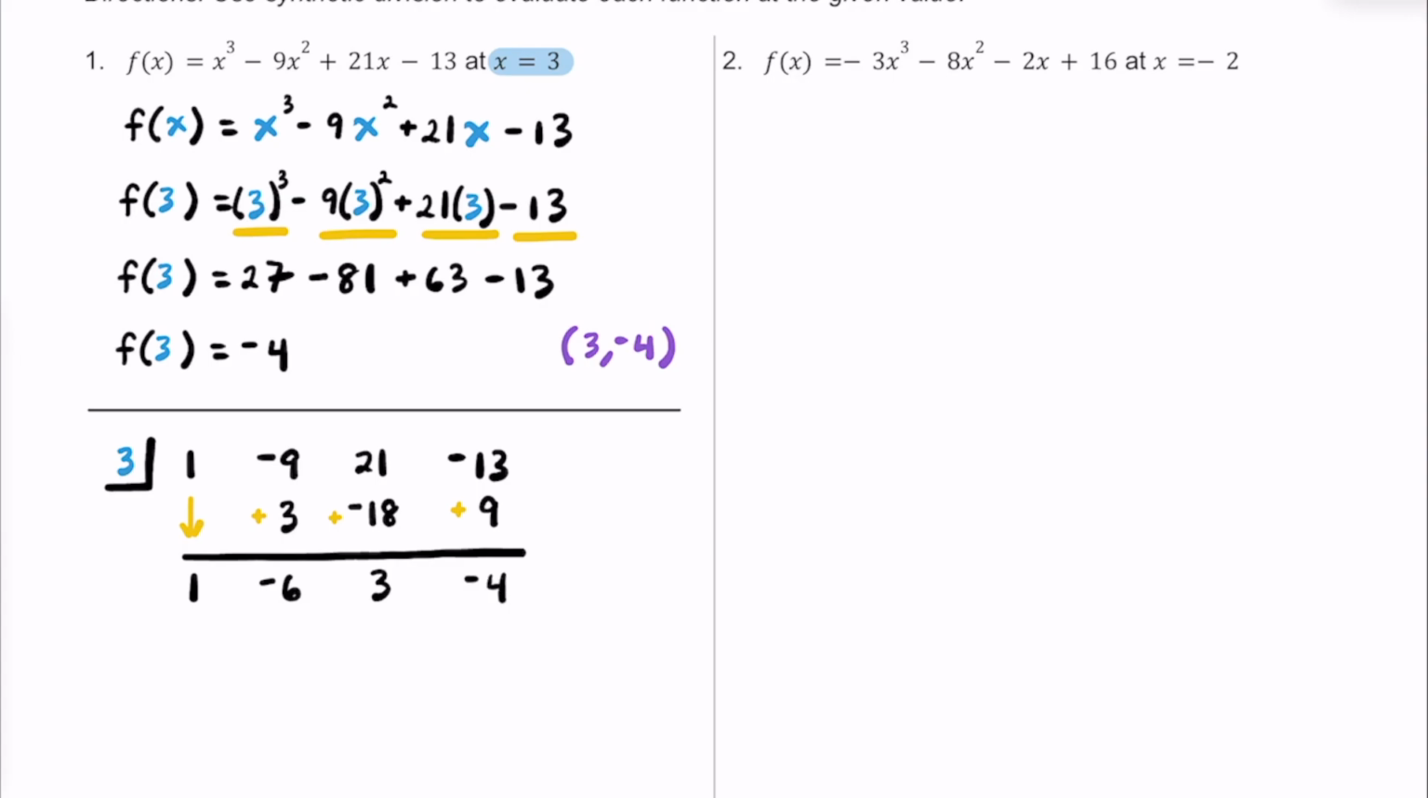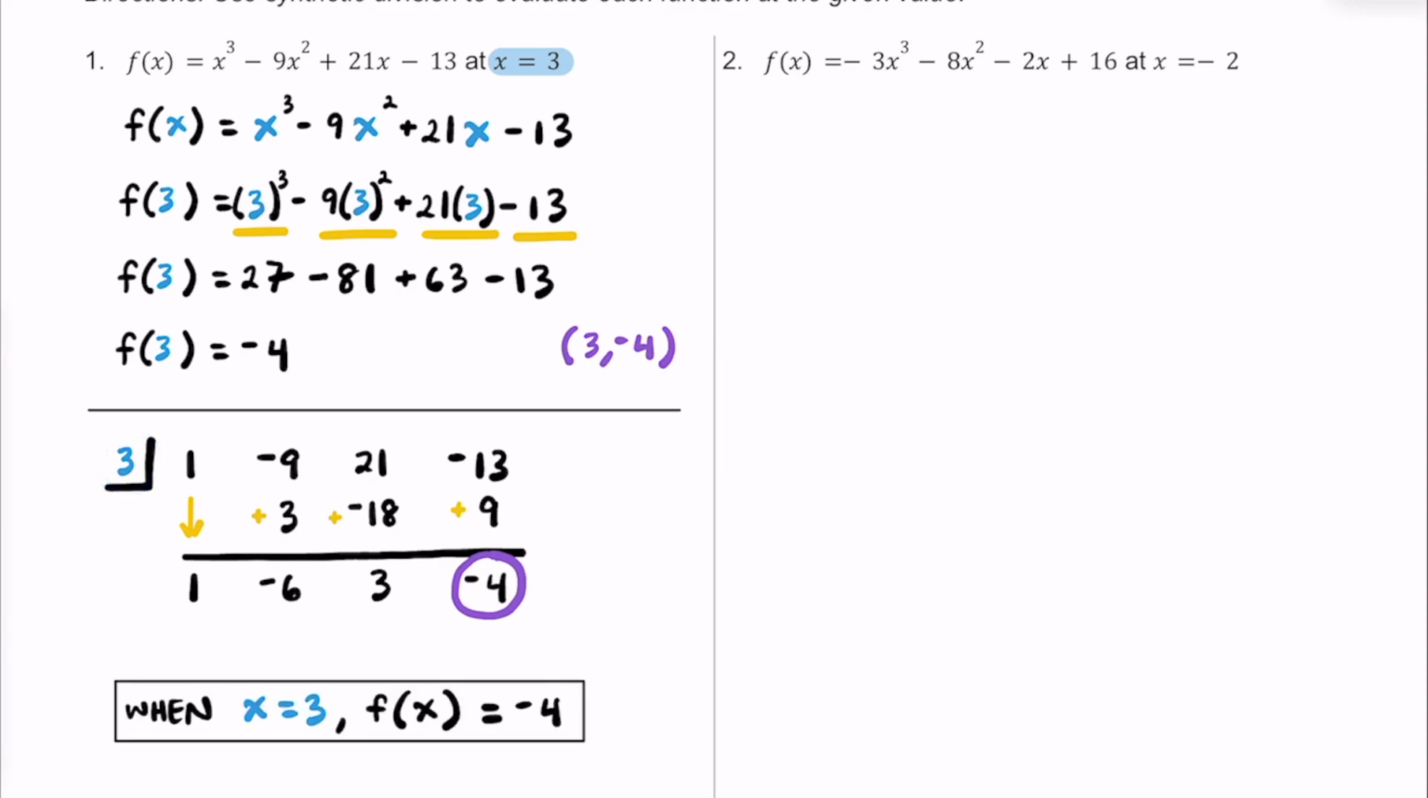All right, so this number right here of negative 4, hopefully you can see is going to match what we had earlier. So this negative 4 matches this negative 4. So basically this last number in our synthetic division on the bottom right is going to let us know what the function's equal to when x is equal to this 3. So putting this all together, when x is equal to 3, f of x, or this polynomial, is going to equal negative 4.